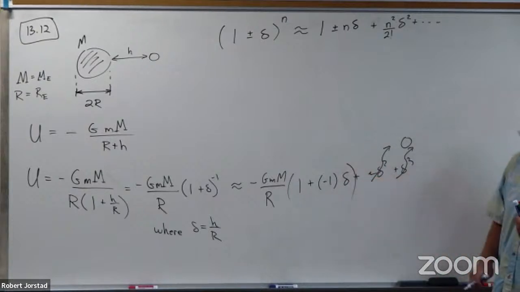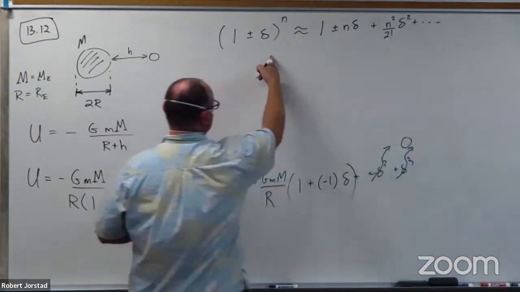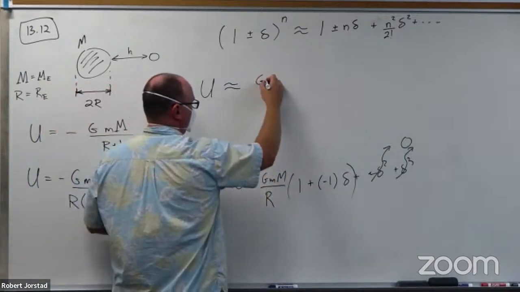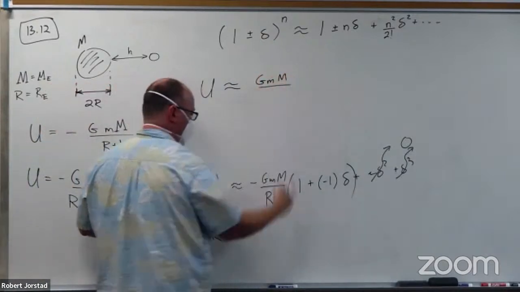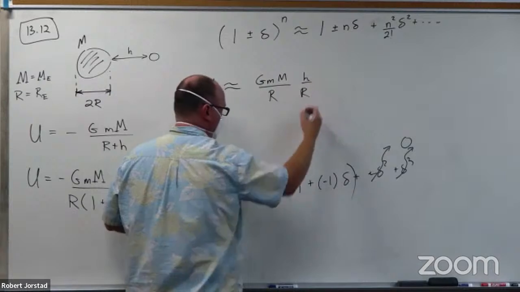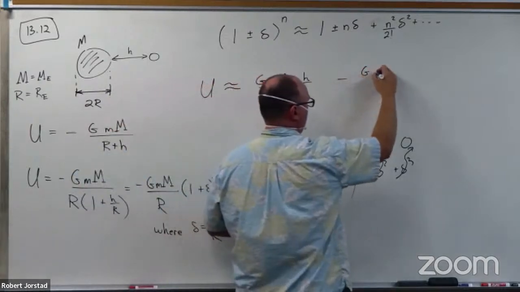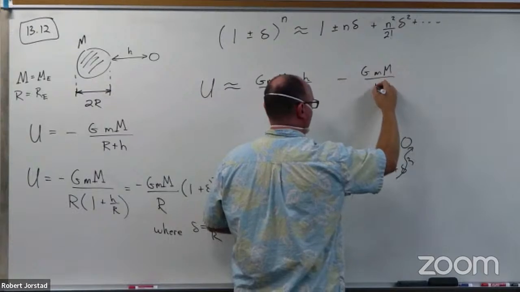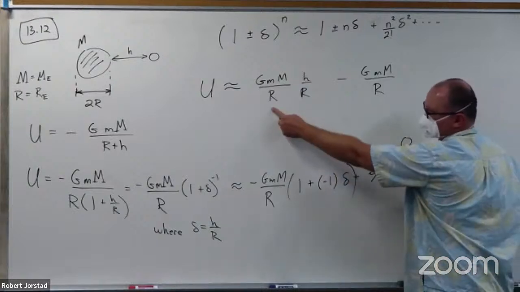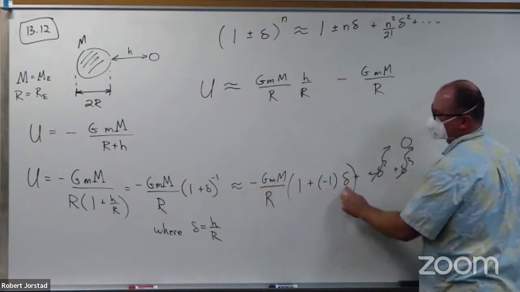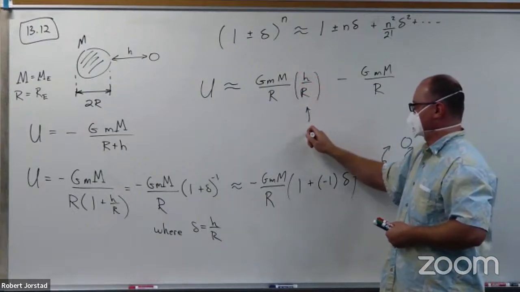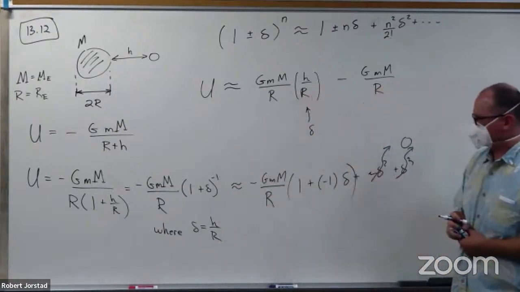So now notice what we get out of this. Using the binomial approximation, u is approximately equal to GM over R times h over R minus GM over R. Now, I did a little math here. I put the positive term first, so I put the negative there. Delta was h over R. So this term right here was delta, right? Is everybody okay with that?